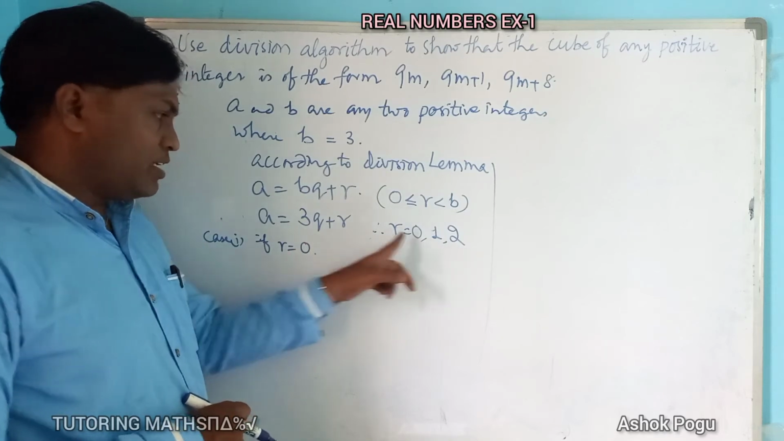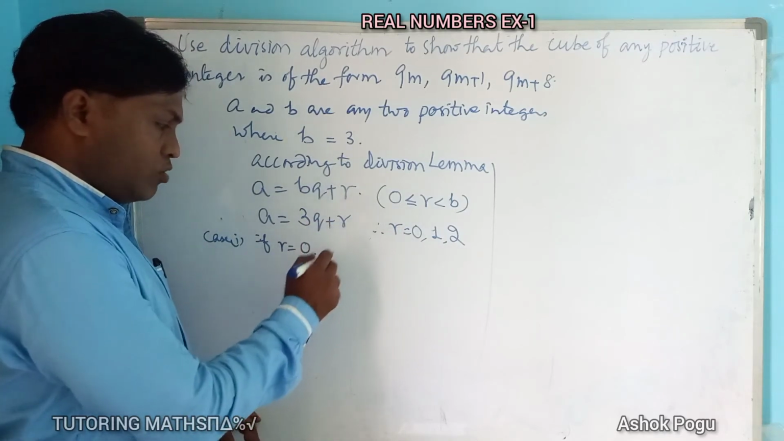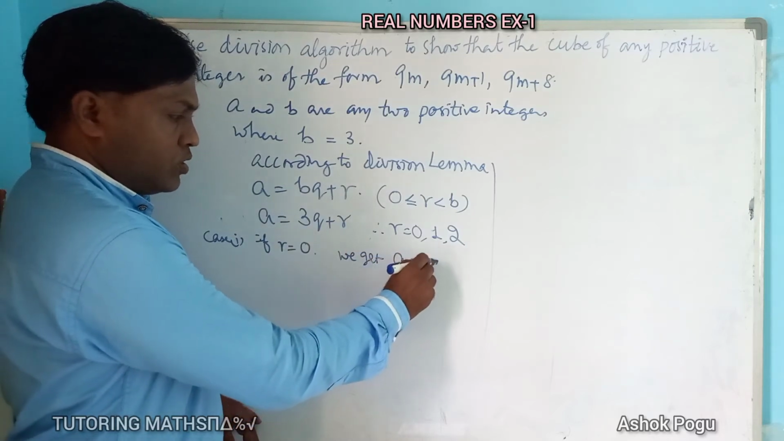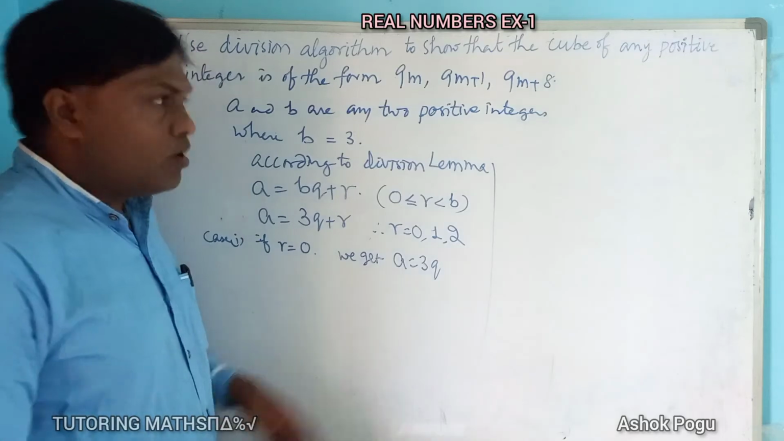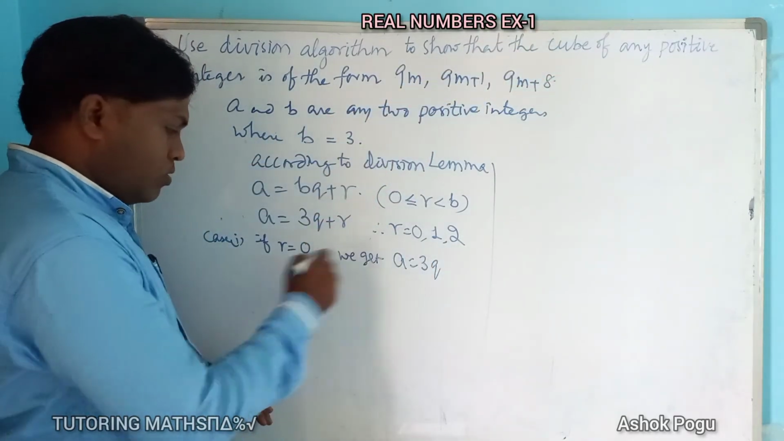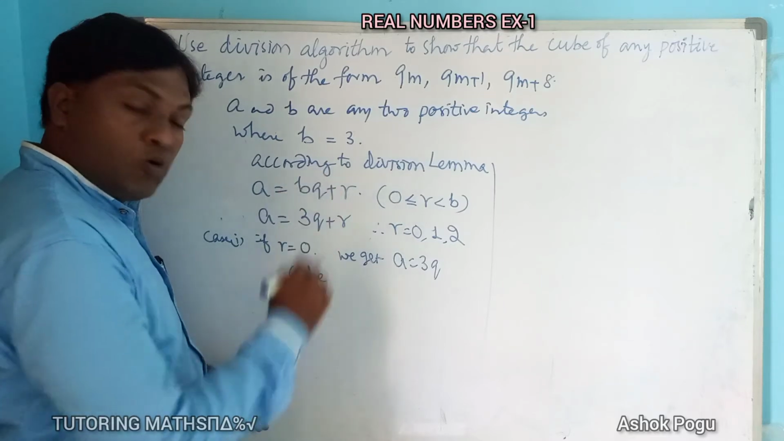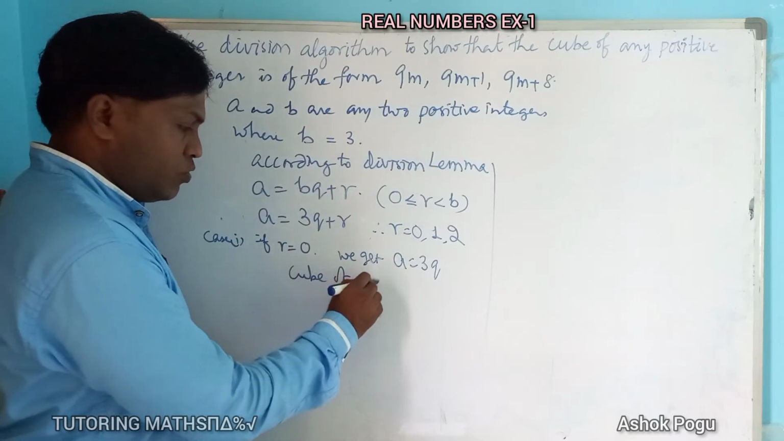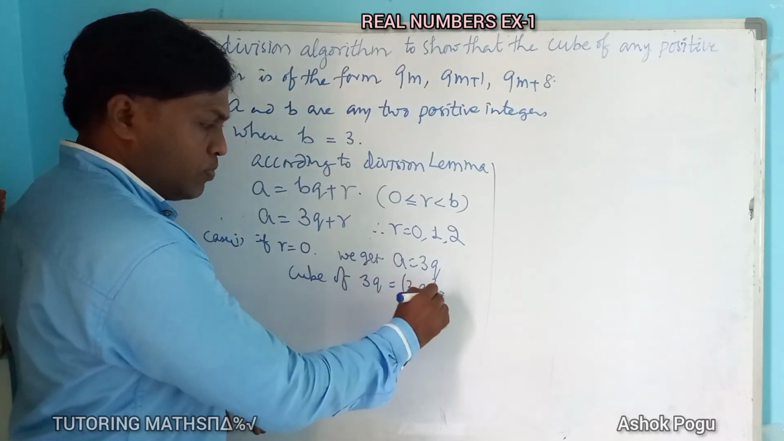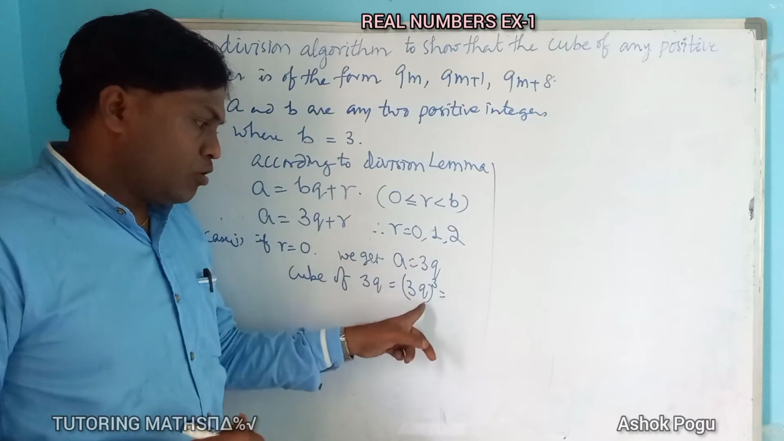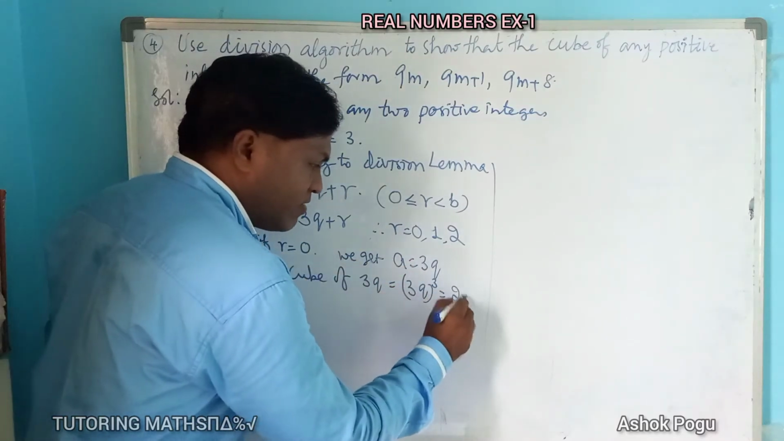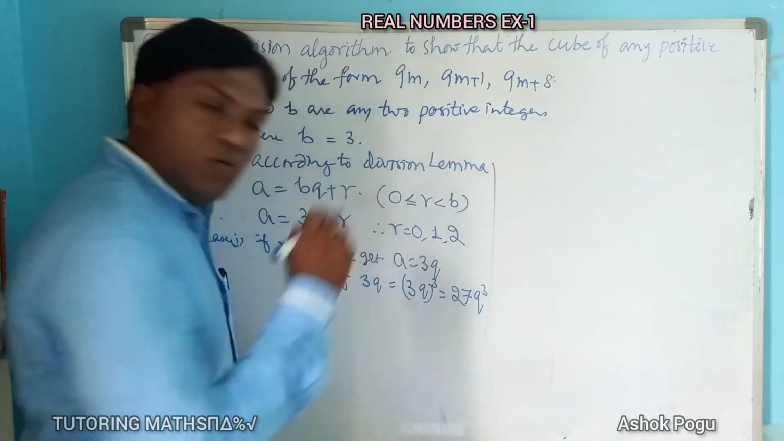First case, when r is equal to 0, when the remainder is 0, we get a is equal to 3q because the remainder is 0. Now according to the question, let us take the cube. What would be the cube? The cube of 3q is 3q whole cube. What is 3q whole cube? 3 cube, q cube. 3 cube, 3 3s are 9, 9 3s are 27q cube.